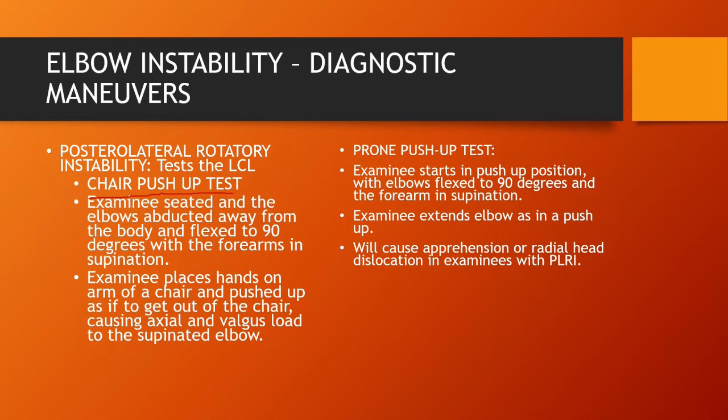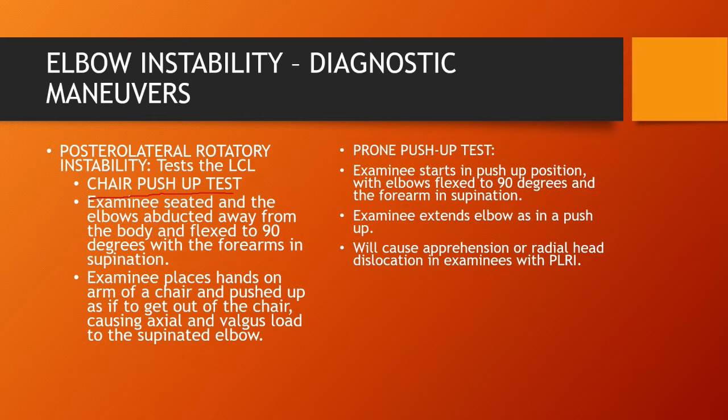And so this also takes the examinee through many ranges of motion from elbow flexion to full elbow extension, and can reproduce examinee symptoms at any point throughout that range of motion. When this occurs, this is representative of posterolateral rotatory instability.